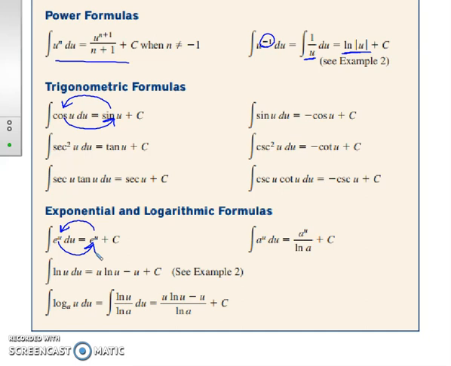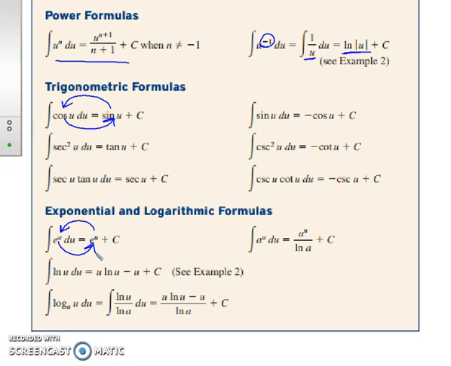Natural log of u is a little bit different. That's not really something that we ever integrate in AB calculus. And in BC calculus, we will look at that more when we get to integration by parts in a few more sections. So don't really worry too much about it right now. Log base a of u, the formula is there, but again, that's not really something that we do in AB or in BC. And then the a to the u, that you could see in either course.